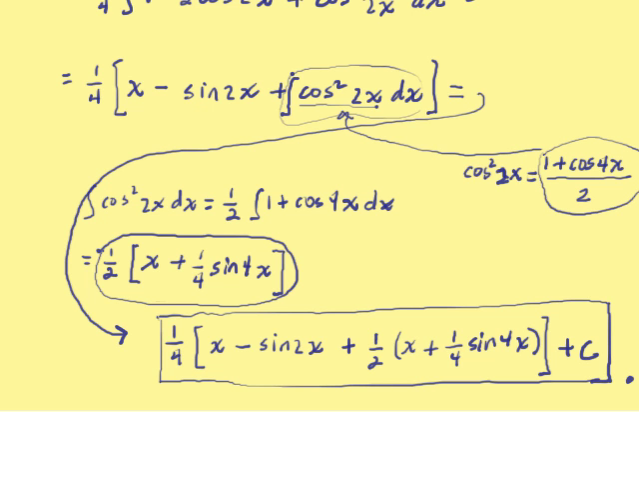Okay, so finally we have it. This is the integral of sine to the 4th. Now, to do a check, one would differentiate this and see if you get sine to the 4th. It requires a lot of trig substitutions to show that, but this is the integral of sine to the fourth x dx.